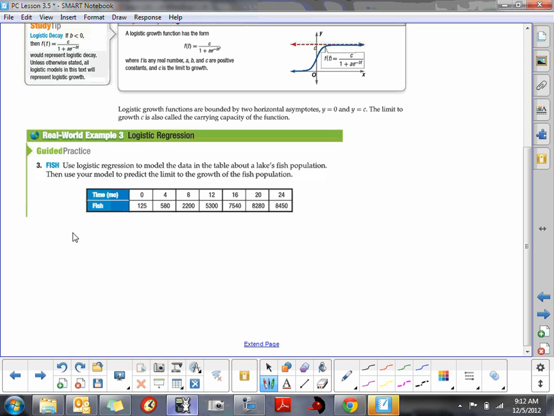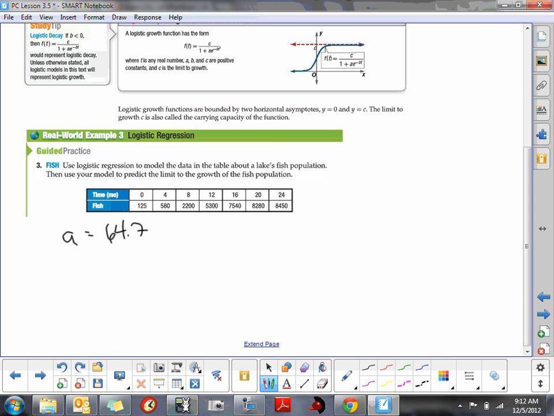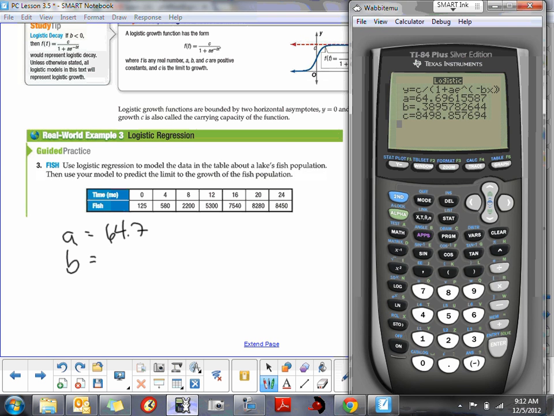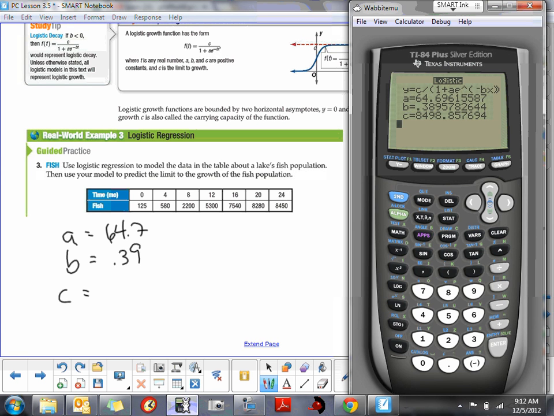So rather than writing the whole complicated equation here to start off with, I'm just going to first try to record the data. So let's just go 64.7, since we've rounded to the hundredths, and that's not going to be too difficult to do. So again, go back and get B. B is 0.39, so 0.39. And we also need C, and the value of C is 8,498.86.